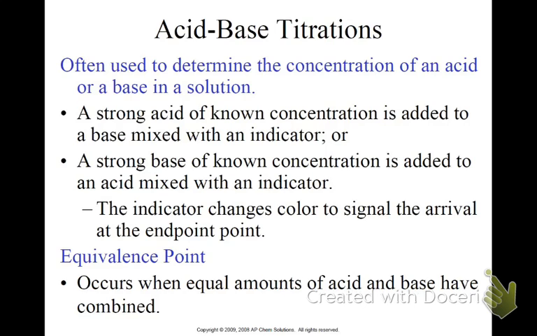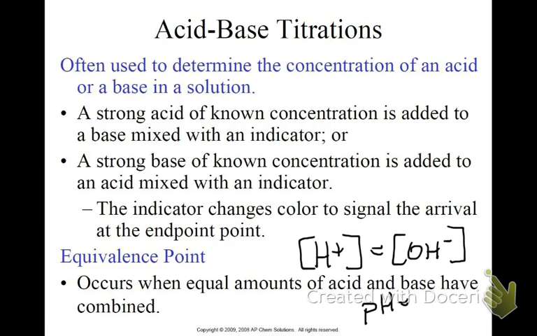So what that means is that the concentration of H plus equals the concentration of OH minus. However, the equivalence point is not the same thing as neutral. This does not mean that the pH equals 7. The reason for this is that when this happens, we get those conjugate acids and conjugate bases from the weak acids to produce those salts. We create a buffer, and the pH is not always going to equal 7.